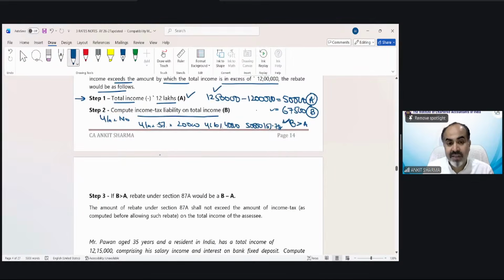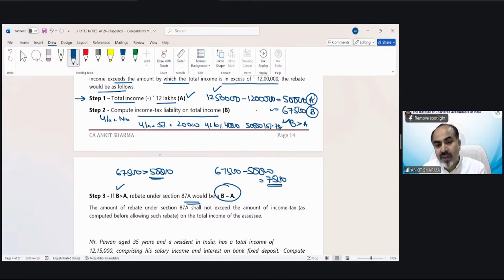Step number 3 says if B is more than A, 67,500 is more than 50,000, then you can claim the rebate, and the rebate would be B minus A. That means 67,500 minus 50,000. This would be your rebate, 7,500. What we will do with this rebate? We will reduce this rebate from my tax liability. So how much was the tax liability? 67,500. Now the rebate would be 7,500 and the tax would be 60,000. Now you can apply 4% cess on this.